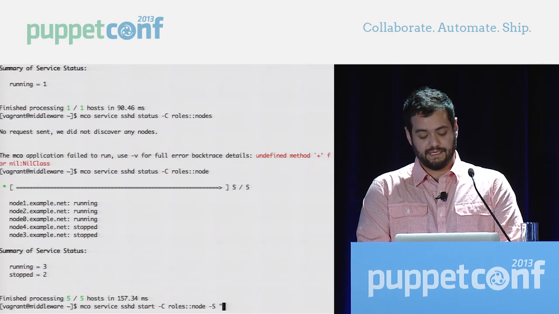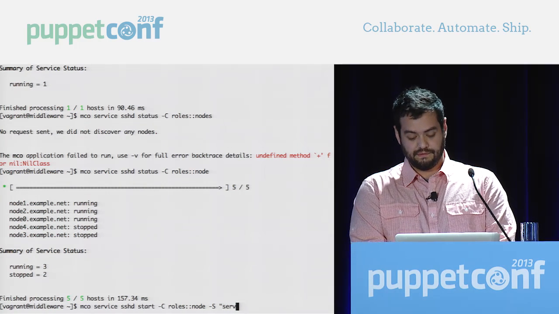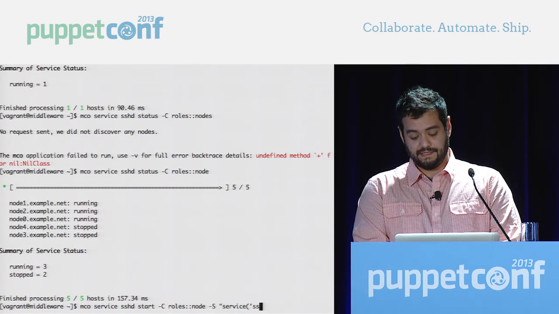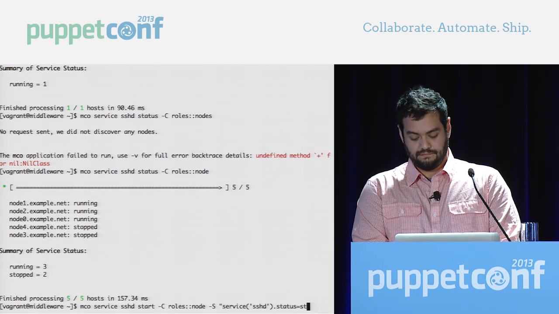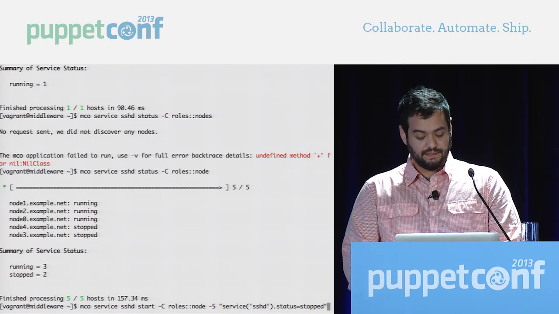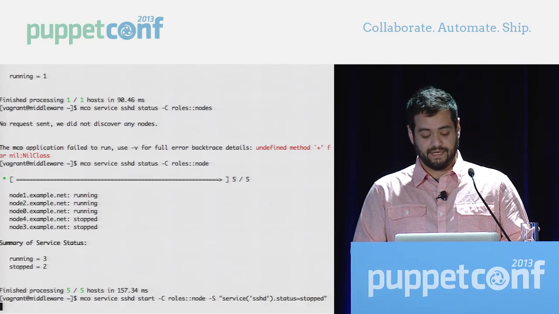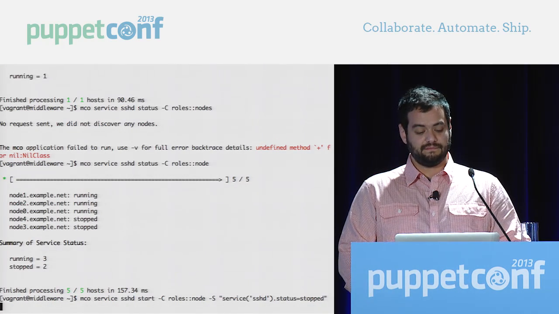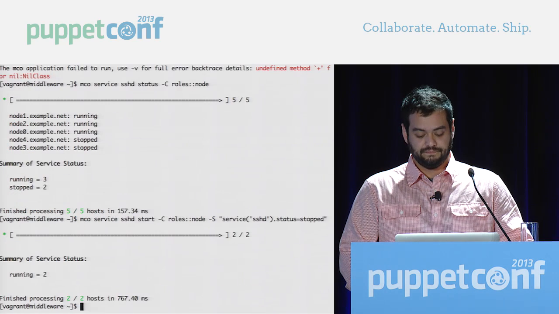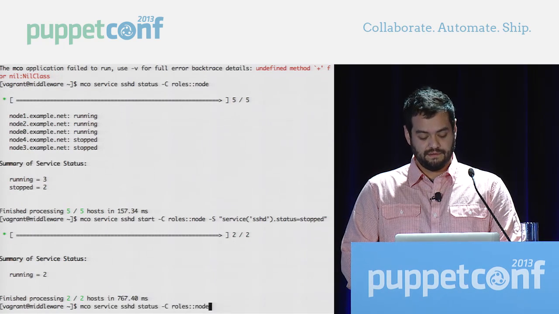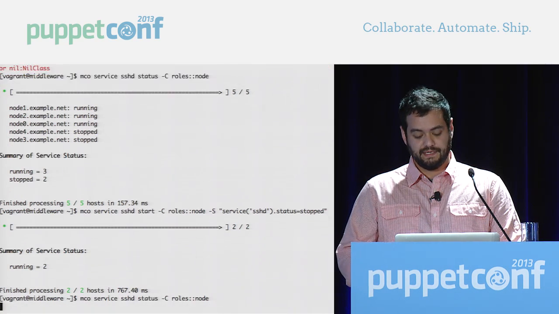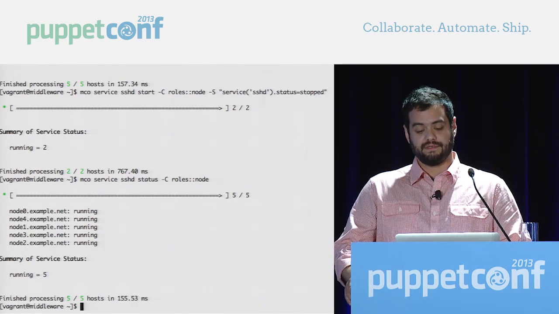So we'll use the data filter for the service. And the service is SSHD. And it's stopped. So let's only find nodes that have it stopped and start it back up on them. And so it should only try to start it on 2 nodes here. And that is the case. And if we look at our status of our nodes again, we see that it's running across the board.